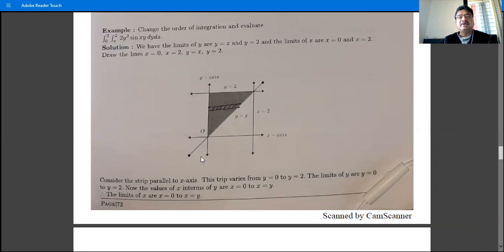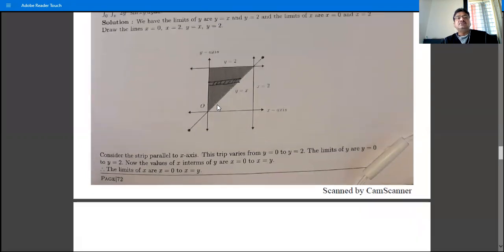So y is equal to x is this line. The x axis, the y axis, y is equal to x is this line, and then y is equal to 2 is this line, at a distance 2 and parallel to the x axis, and x is equal to 0 is the y axis, and x is equal to 2 is this line. So this is the area bounded by these lines, that is the area of integration, the region of integration.